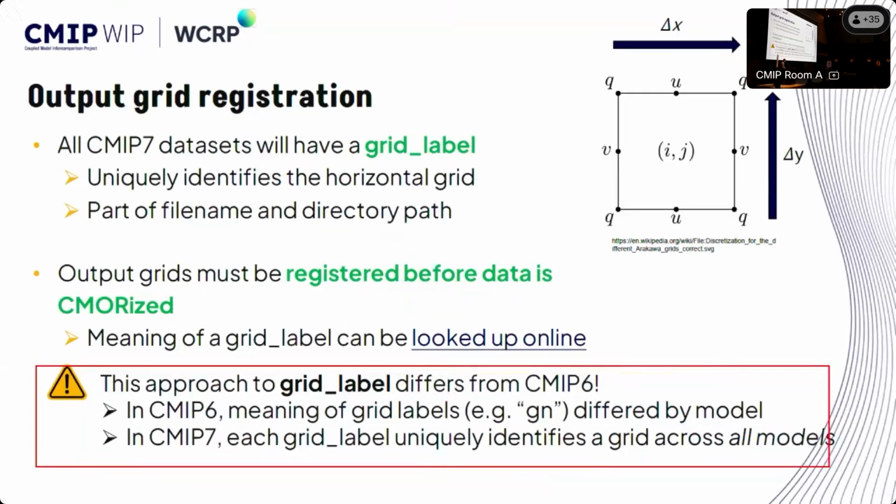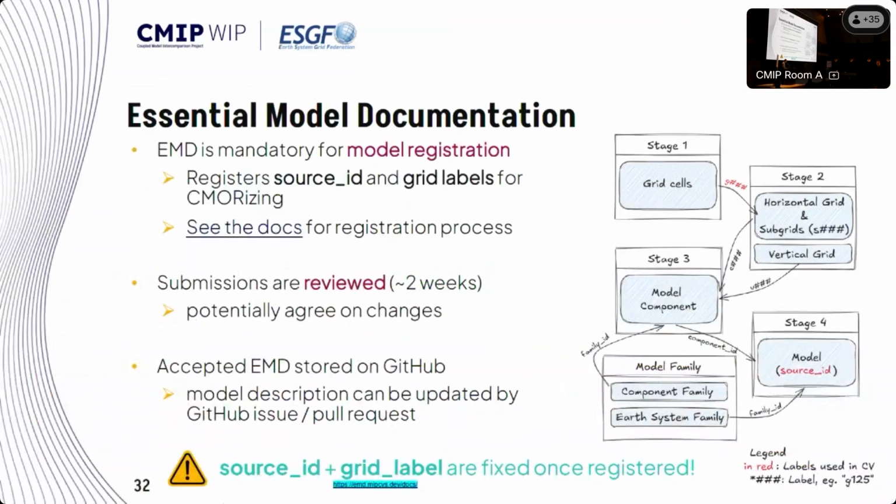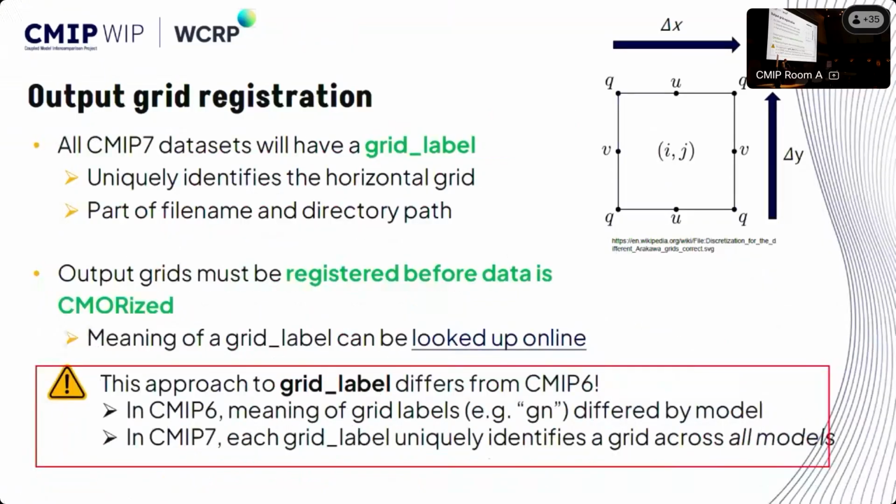Yeah, all CMIP7 datasets will have a grid label. So when you want to publish your model output not on your model's native grids, but on a certain output grid, for example, some regular grid, also this grid will have to be registered. You can use the basic stage 1 grid cell registration form for that to register such output grids.